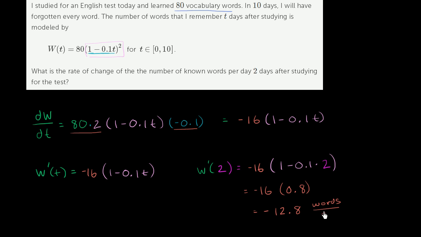words per day. So if you believe this model for how many words we know on a given day, this is saying that on day 2, right at exactly 2 days after studying for the test, at that moment, I am essentially losing 12.8 words per day. The number of words I know is decreasing by 12.8 words per day.